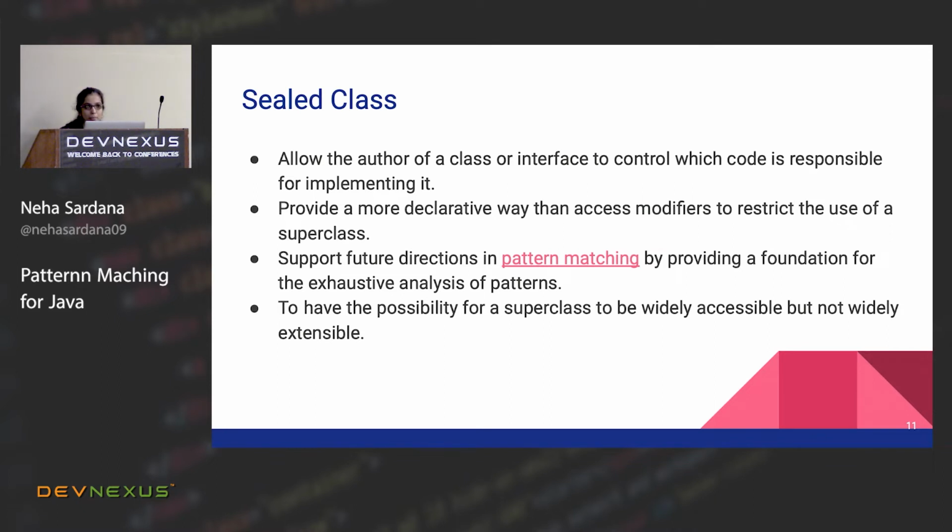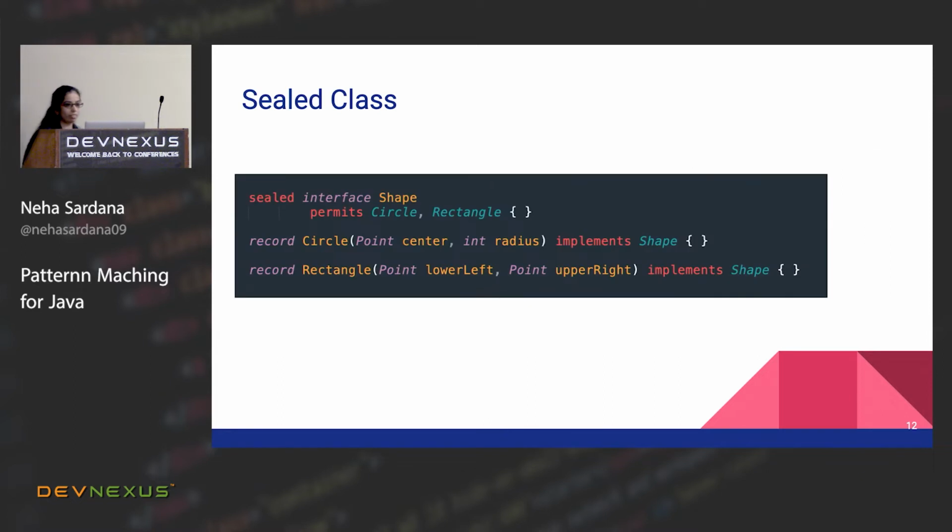I want you to remember this because this will come in the later slides, and I'll come back to it again. So sealed classes allow a superclass to be widely accessible. You can access it, you can use it, but it's not widely extensible. You cannot inherit it. This is different. A simple sealed interface, a Shape which permits Circle and Rectangle. And I'm using records here as Circle and Rectangle, which implement Shape. So this is a simple sealed class type.